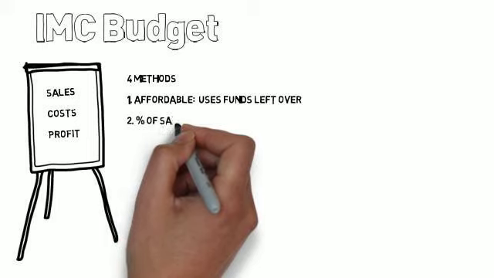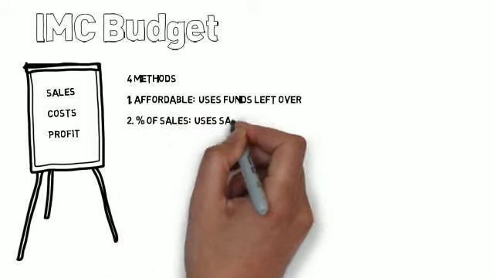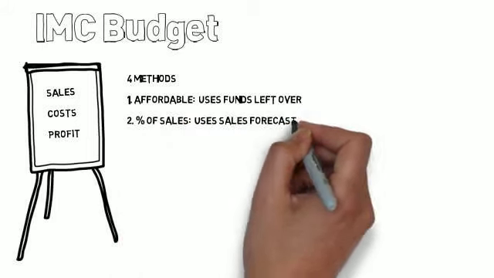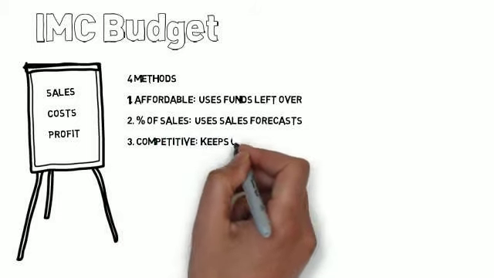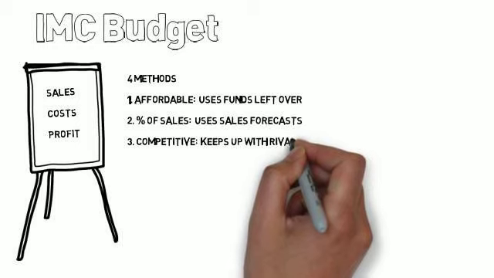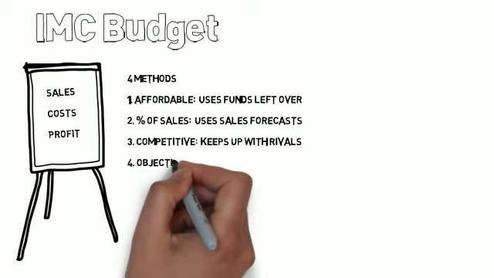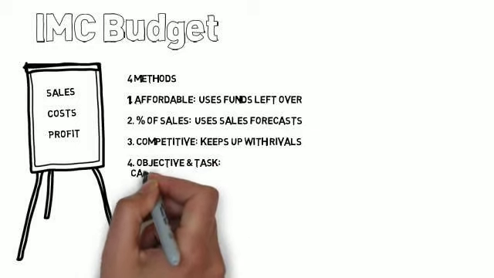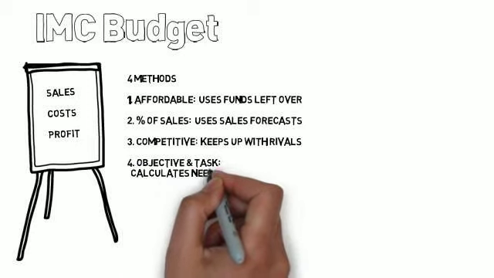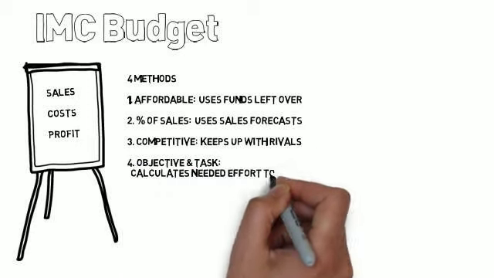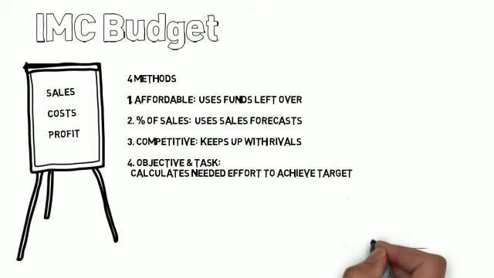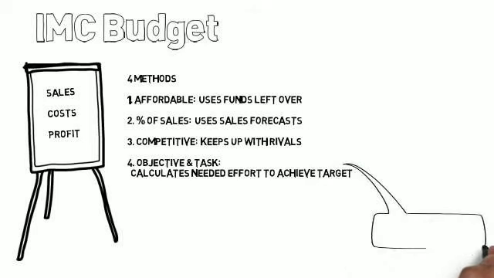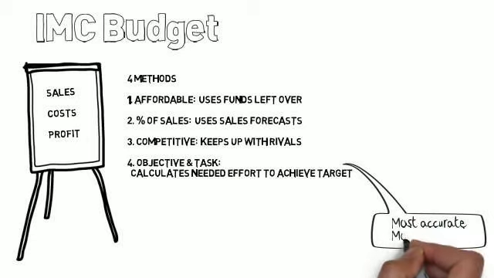2, percentage of sales, which is what will be earned will require a certain percentage to earn it. Okay, but it sort of assumes that sales determine communications rather than the other way around. 3, competitive parity, staying in step with what competitors are doing and creating a share of voice amongst those competitors. And 4, objective and task, which is the most reliable and time-consuming, but also the most expensive budget-setting method. It involves research into target market and their media usage habits.